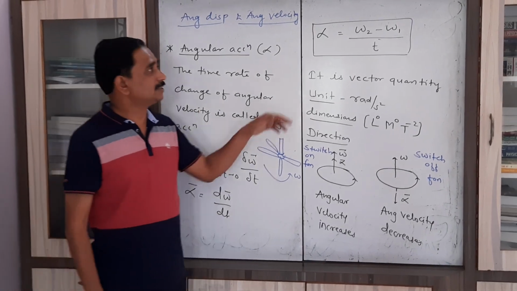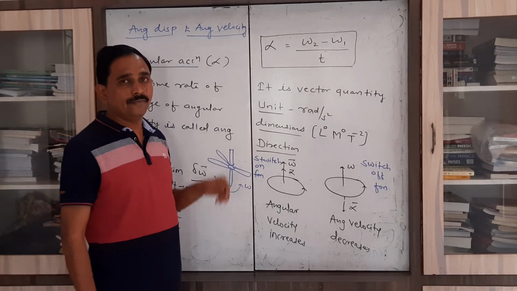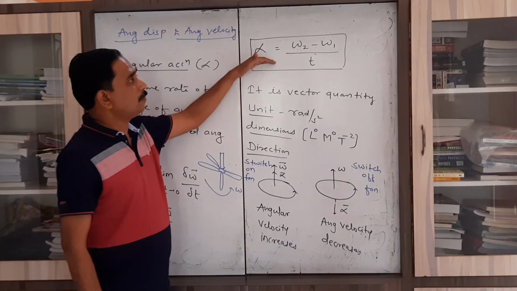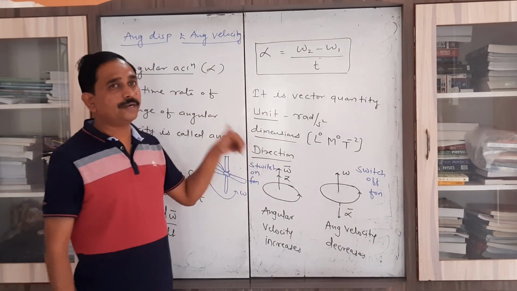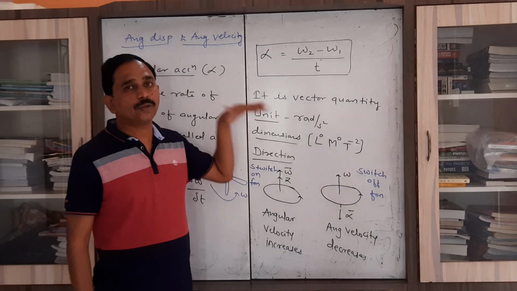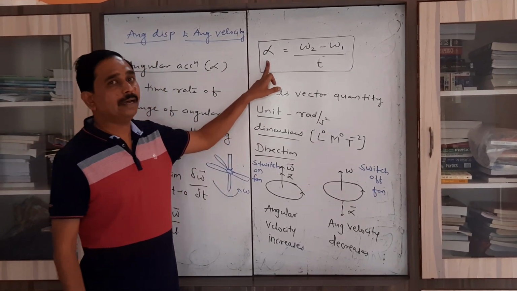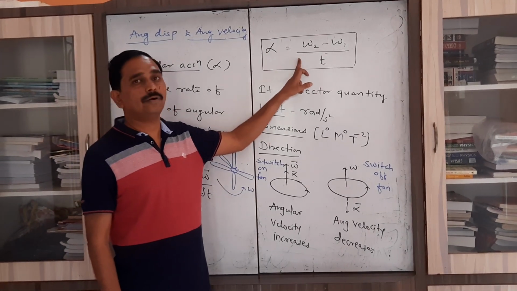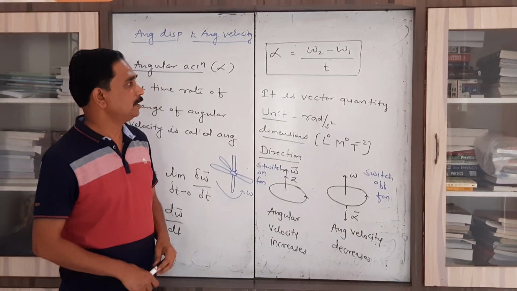Now if we just consider the magnitude of angular acceleration, which can be considered as the angular speed. So in problems we use this formula. If the angular speed changes from omega 1 to omega 2, then the angular acceleration is given by alpha equal to omega 2 minus omega 1 upon t.